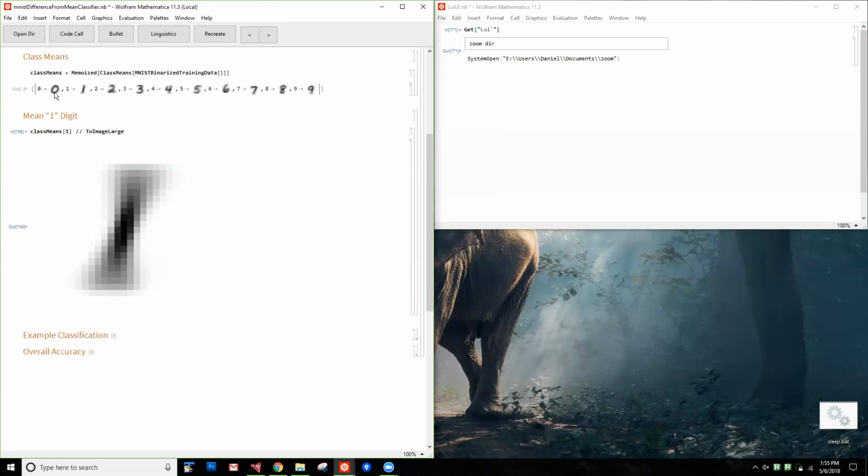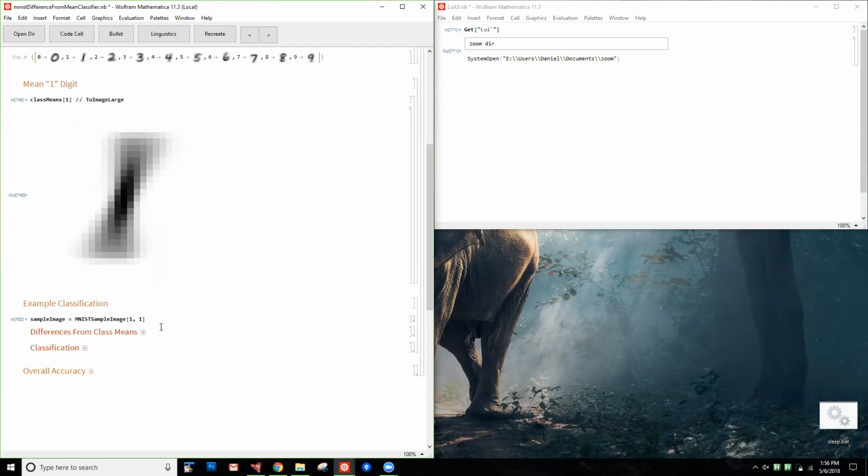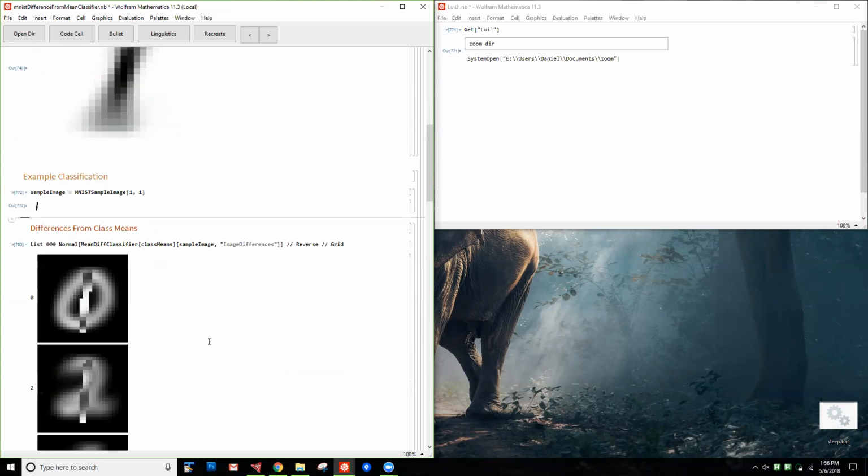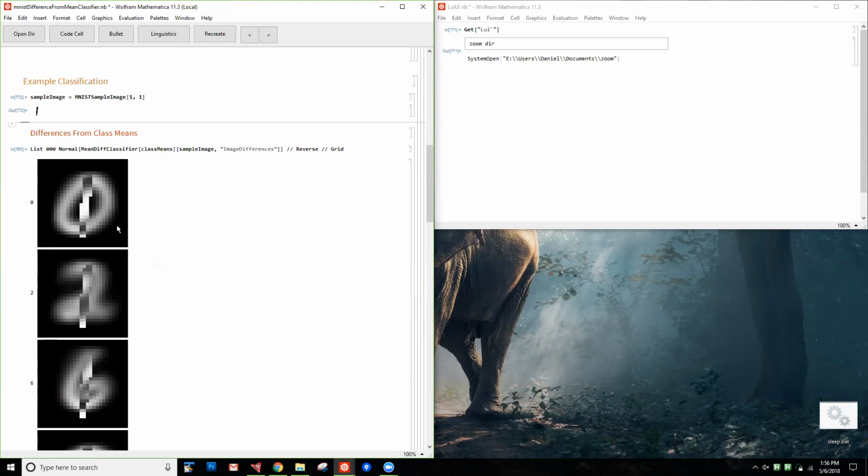So if you produce these average images, then one technique you could use to classify the handwritten digits is that you would take a sample image that you want to classify, and then for that image you can compare it to all of the average images for these classes. And this is what you get for this particular handwritten digit, sorted from worst to best.